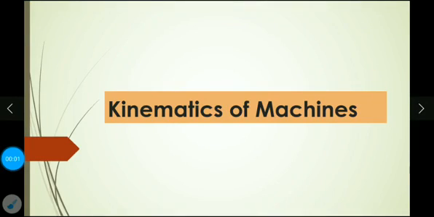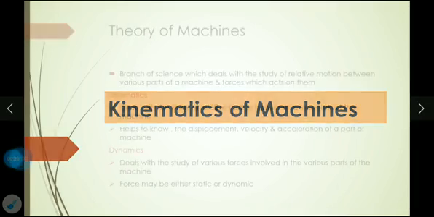Hello everyone, this is the first class on kinematics of machines or kinematics of machinery. So before going into the details of the subject, we will have a slight introduction on various terms that we will be using in this particular course. So the initial classes will be to make you understand certain terms that we will be using in this course.